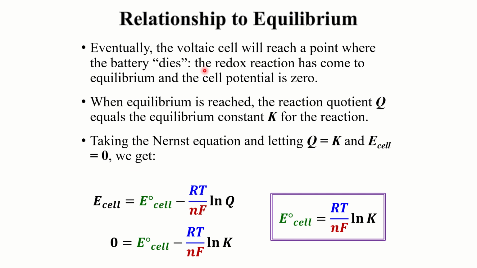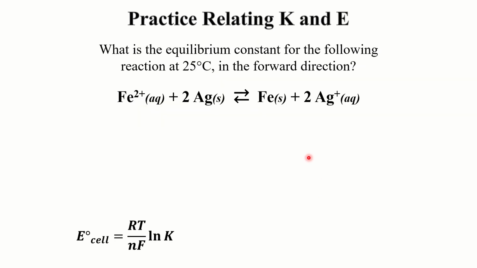So again, I want to emphasize that when a battery dies, that means it's reached equilibrium, it's no longer producing voltage. So that's why we can say E cell equals 0. And again, remember, if you're at equilibrium, Q equals K. So that's the substitution we made to the Nernst equation to give us this equation right here. Let's take a look at how we would use that equation.